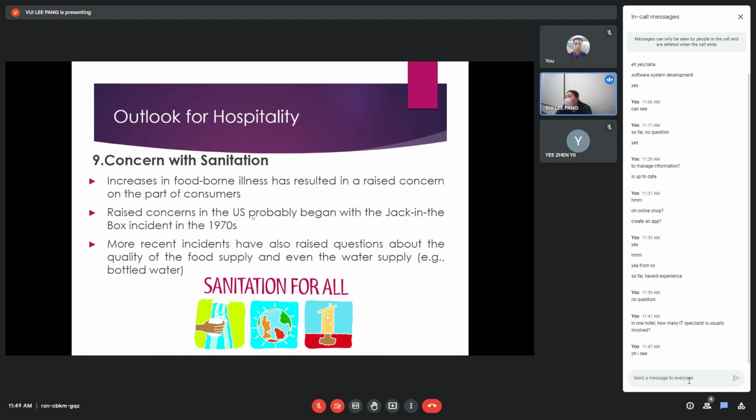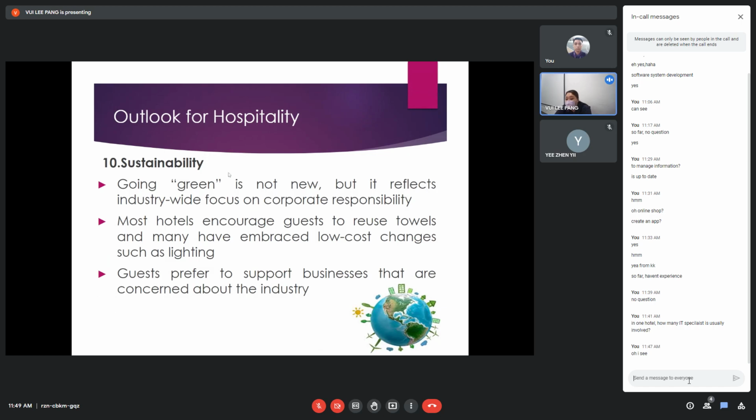And then also sanitation, which is very important as well, increased because of the pandemic. Foodborne illness can also result in raised concern on the part of consumers. Sanitation, hygiene, and then sustainability. Going green is not new actually, but it reflects an industry-wide focus on corporate responsibility. Because of technology, we are now paperless. They can encourage guests to reuse towels, and many have embraced low-cost changes such as lighting. Guests prefer to support businesses that are concerned about sustainability as well, because they have changed their minds.